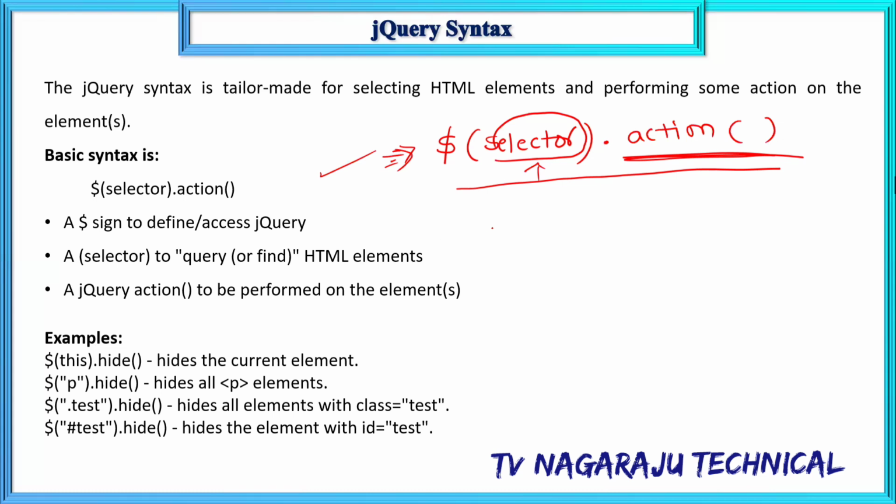Suppose observe here, dollar p dot hide. What is the meaning? First it identifies all the p tags in the web page. On all the p tags, the hide operation is performed. The hide operation hides all the p tags. Anyway, you know different types of selectors: class selector, ID selector, universal selector. For example, if you write dot p, now the hide operation is performed only on the tags where class is equal to p.